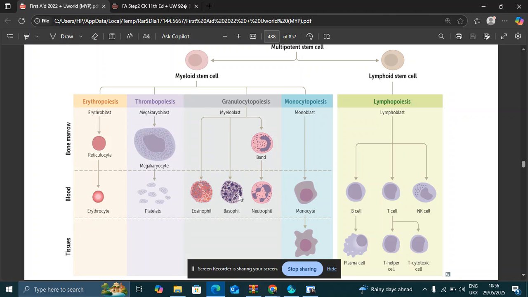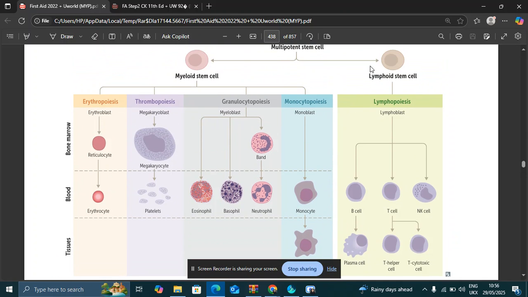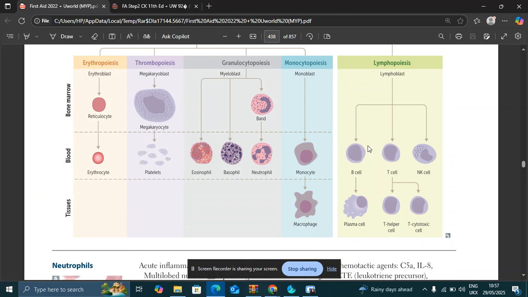Their pictures, these drawings, are very important to differentiate which type of cell it is. If the myeloid stem cell undergoes monocytopoiesis, it produces monocytes, which then become macrophages. Then the other lineage is the lymphoid stem cell. From the name, it is very clear the lymphoid stem cell will undergo lymphopoiesis and produce B lymphocytes, T lymphocytes, and natural killer cells.